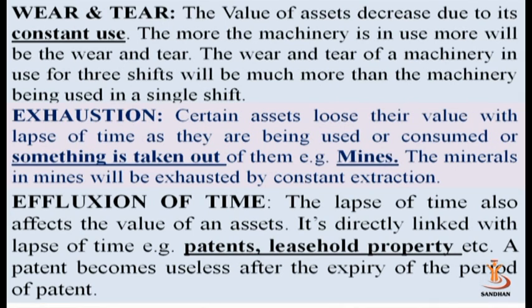The other reasons for the efflux of time: patents. When we acquire patents, they are to be written off, they are to be amortized over a number of years, like 15 years, 25 years, 30 years. So after 15 years, whatever patent was acquired will not remain as it is. Due to that also, the amortization process is to be done.